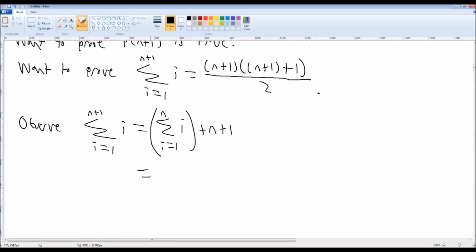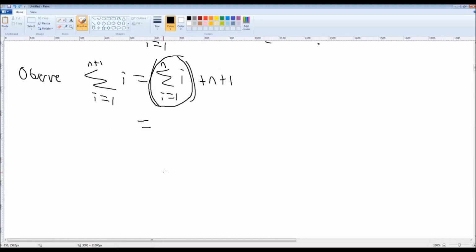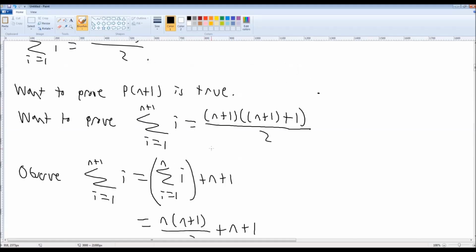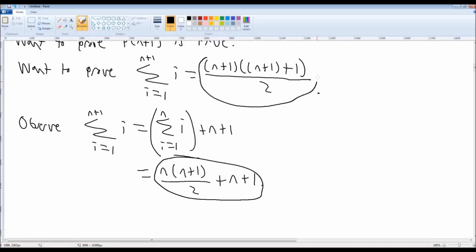Okay, but what's this the same as? Well, we know that we can replace this sum with this since this equation is true. We can change this to n times n plus 1 all over 2. Okay. And now, question: does that simplify to this? Since we showed that this is the same as this, to finish the proof, we just have to show that this is the same as this.